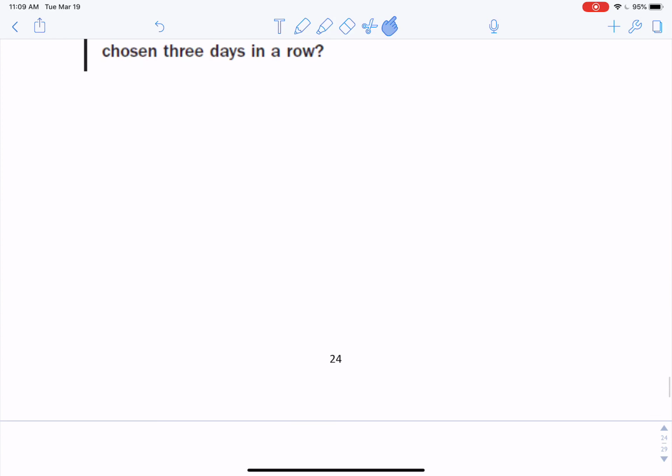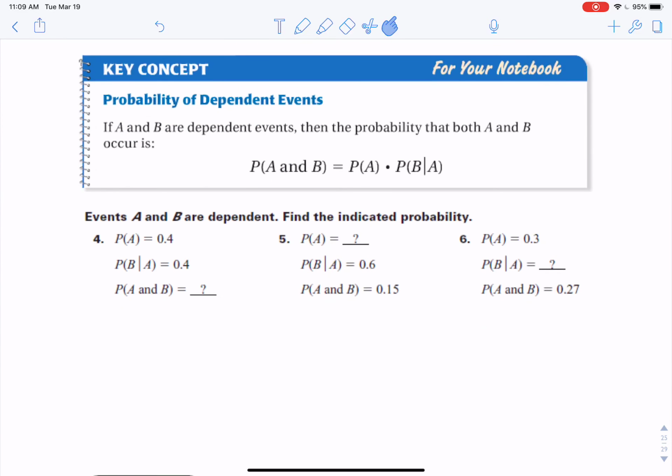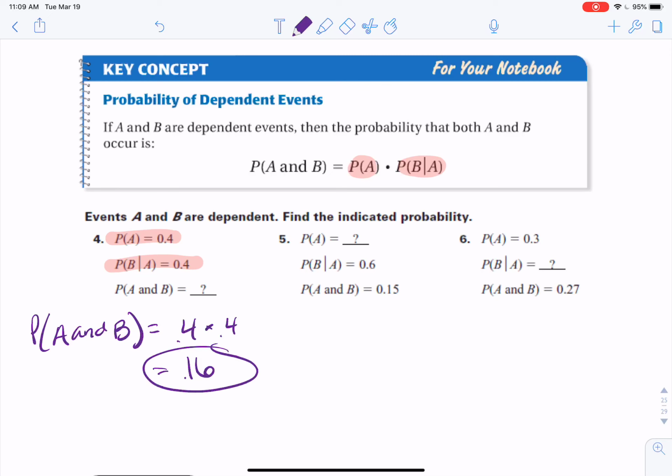Okay, so looking down here, the probability of dependent events. So we're looking at the probability of A times the probability of B given A. The same idea here, we've been given A, B given A, and what it would be for both. So the probability of A and B is 0.4 times 0.4, so that would be 0.16.